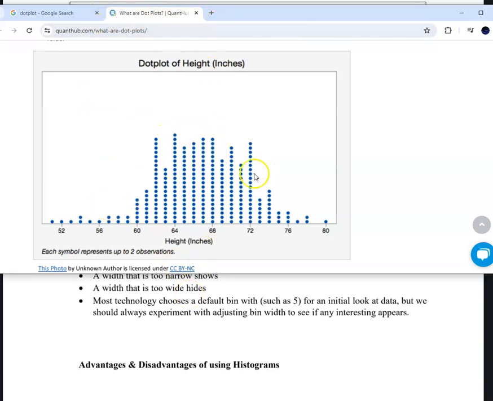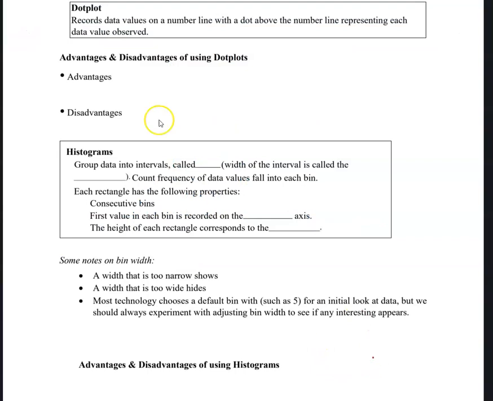You can see trends in the data. This looks to me like it's relatively symmetric. You can see the frequencies for each individual data value. Now, what are some advantages to using a dot plot? So as I mentioned, it shows those individual data values.